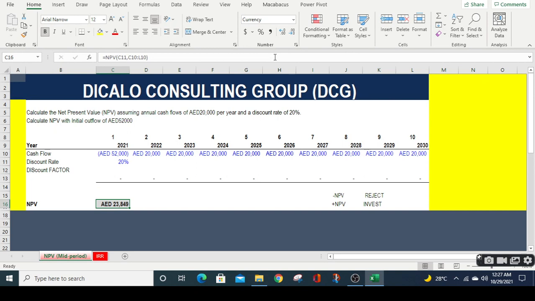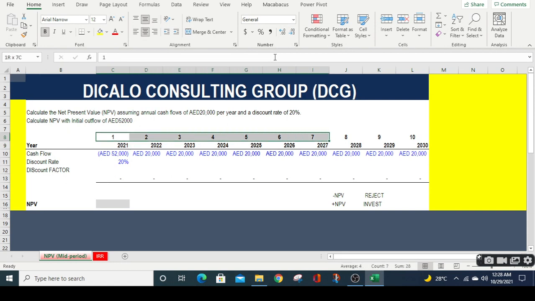Now, like I've explained, it's easy for you to compute your net present value within a minute. So let's see how we can do it. We have already incorporated all the cash inflows and outflows here. This is the period, the years 2021 to 2030, and then we have named them into periods. There are 10 periods in total.